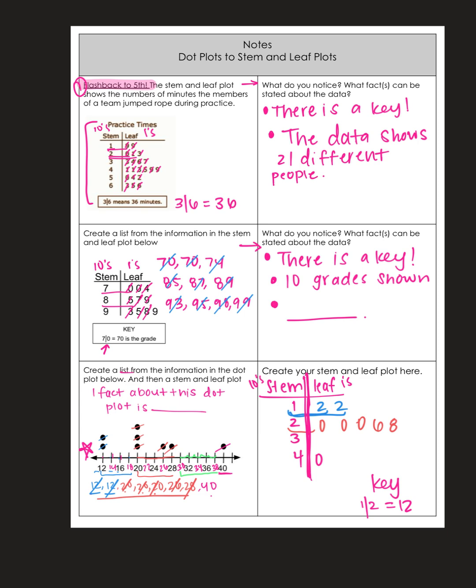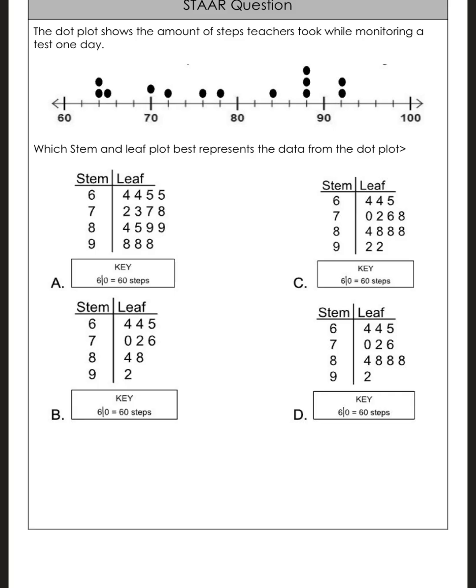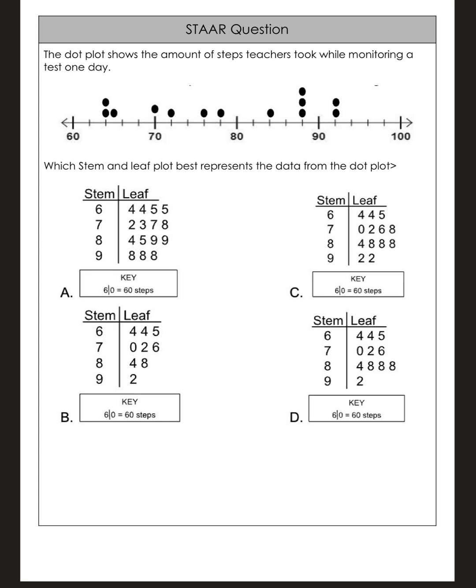All right, let's move on to the back. This one says the dot plot shows the amount of steps teachers took while monitoring a test one day. So here's my dot plot, and then it says which stem and leaf plot represents this data from the dot plot. So I have to take this dot plot and change it into a stem and leaf. But remember, I told you one of the most important things you need to do is fill in the missing values that don't have numbers on them.